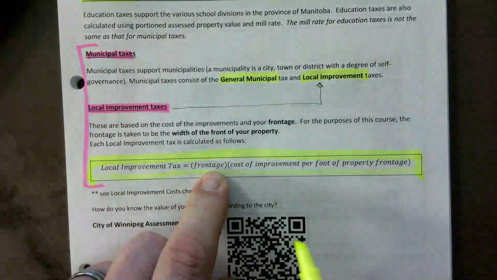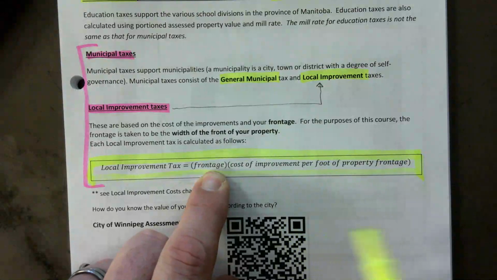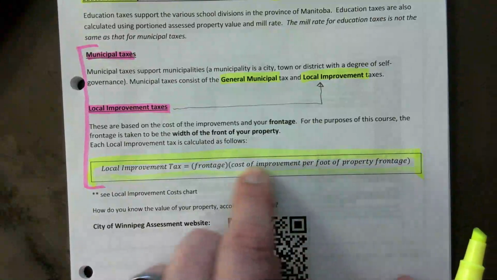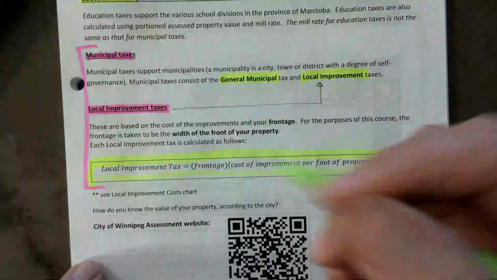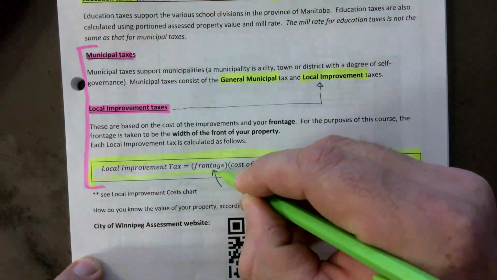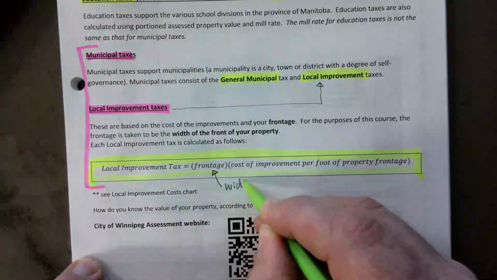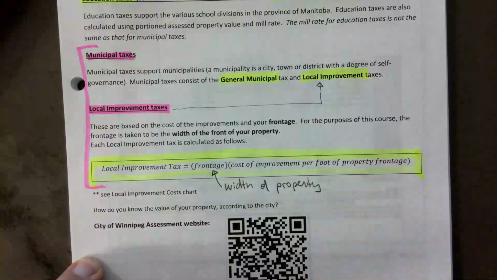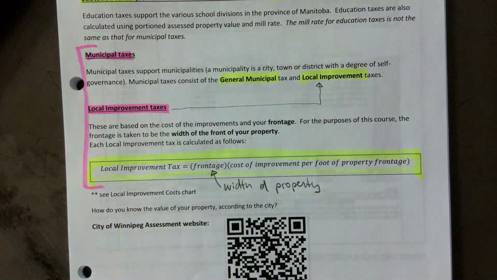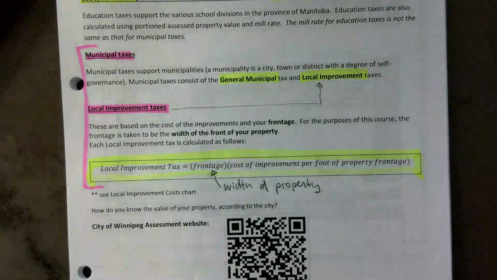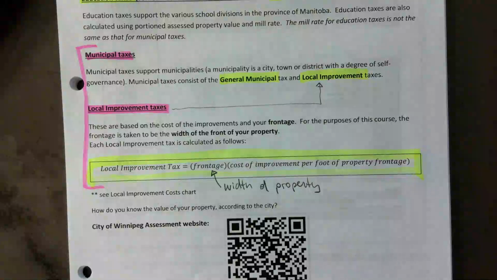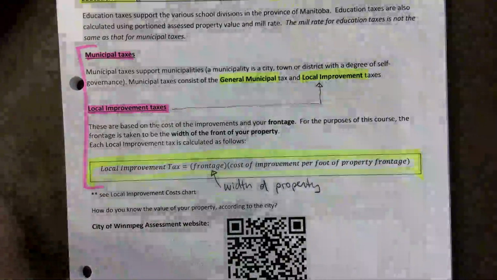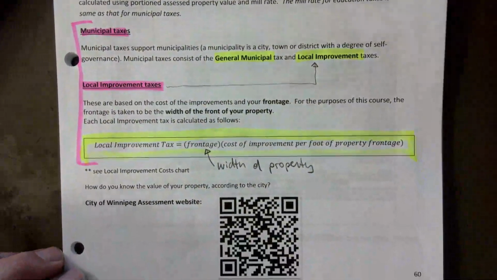You take the frontage of the property and multiply it by the cost of the improvement. This is from the table. I'm going to make an arrow to frontage and just say the width of property. Write this down because you might forget what that is. So if you have a very narrow lot, you pay less than someone that has a really wide lot. I guess that's just based on the width of your property.